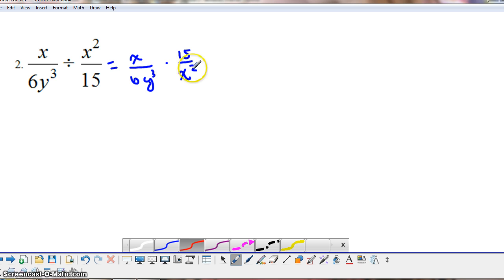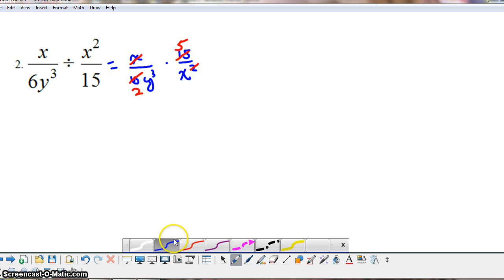Here we have a factor of x, and here we have a factor of x squared. We can think of x squared as x times x. So this x can cancel with one of these x's. We're just going to be left with an x to the first. And 15 and 6 have a common factor of 3. So if we do 6 divided by 3, we get 2. And 15 divided by 3, we get 5.